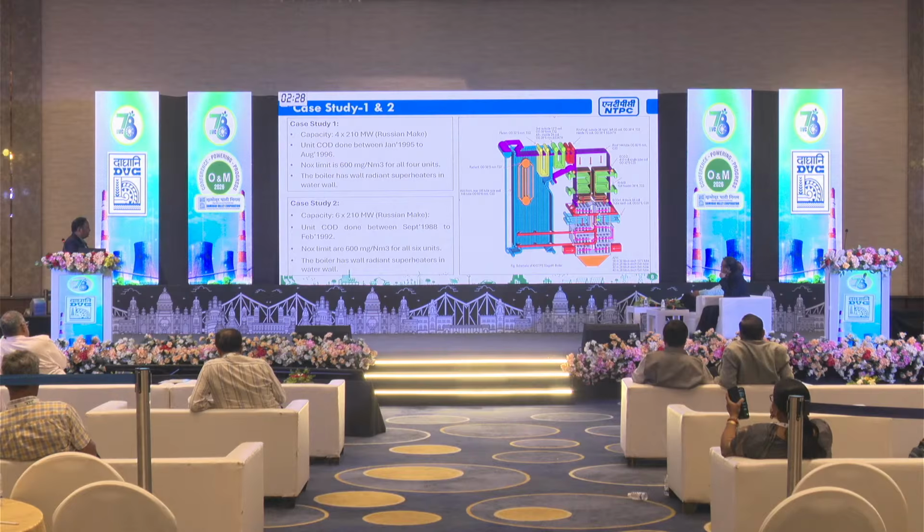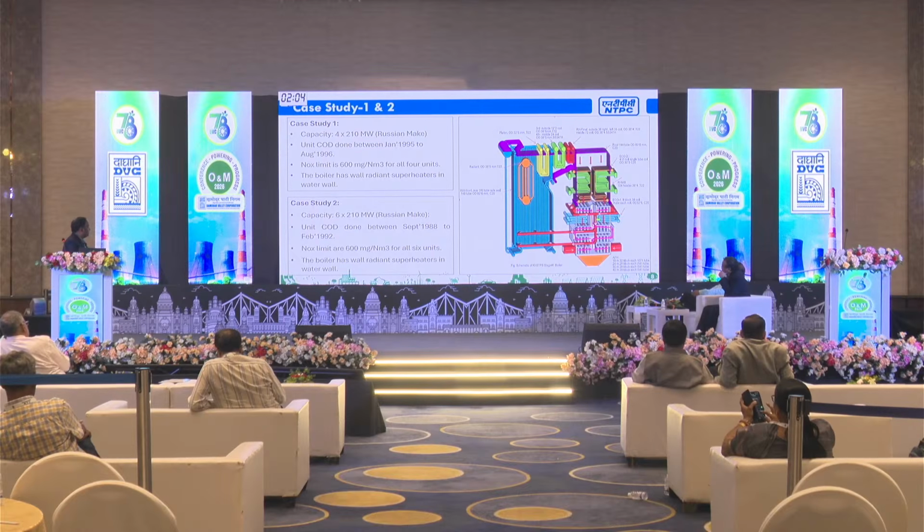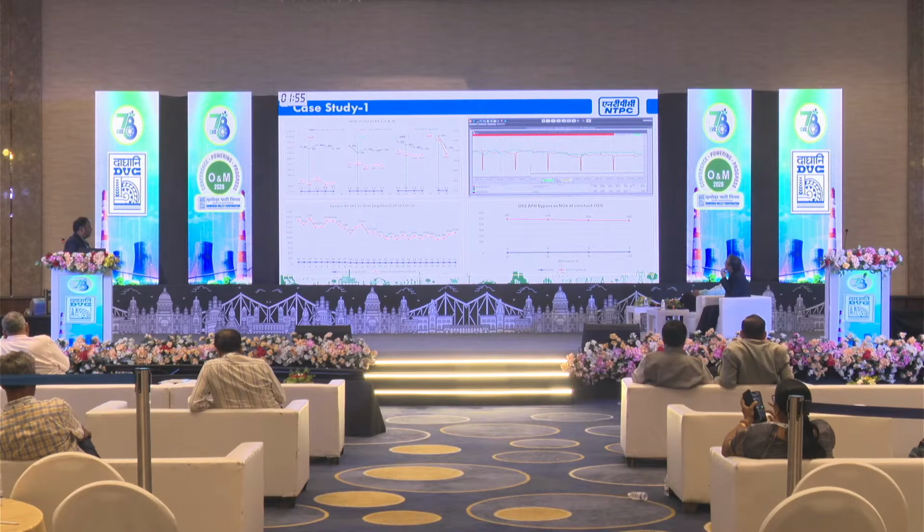Case studies 1 and 2 are similar. These are older plants, declared commercial between 1996 and 1998. Case study 1 has two Russian make units, and the NOx limit is around 600 mg per Nm cube. Modification is not possible because both have radiant wall superheaters in the water wall zone, so O&M has also denied any further modification. So we visited these sites and applied the strategies we discussed in the previous slide, and these are the NOx values we got.